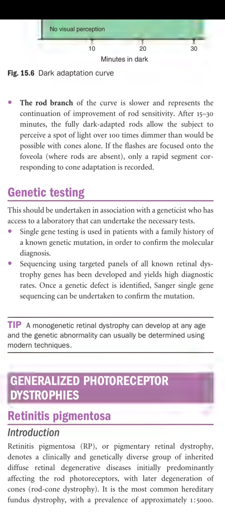This should be undertaken in association with a geneticist who has access to a laboratory that can undertake the necessary tests. Single gene testing is used in patients with a family history of a known genetic mutation in order to confirm the molecular diagnosis. Sequencing using targeted panels of all known retinal dystrophy genes has been developed and yields high diagnostic rates. Once a genetic defect is identified, Sanger single gene sequencing can be undertaken to confirm the mutation. A monogenic retinal dystrophy can develop at any age, and the genetic abnormality can usually be determined using modern techniques.